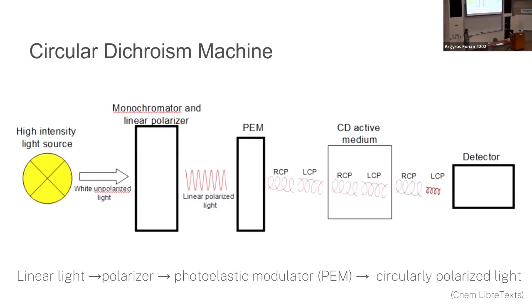So as I mentioned, we are using circular dichroism. So first, we begin with linearly polarized light, and it is then passed through a polarizer, which then goes through a photoelastic modulator, which converts the linearly polarized light into circularly polarized light, and it is then absorbed by the detector, which measures the ellipticity.